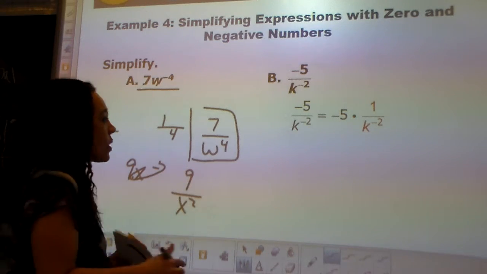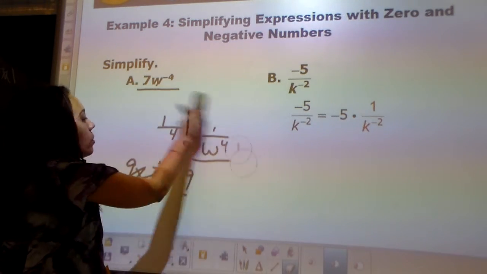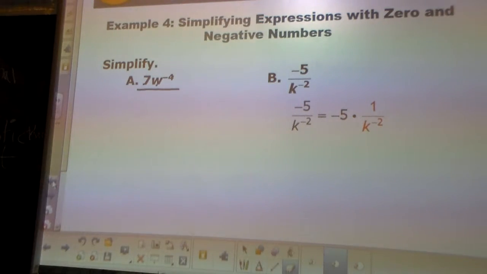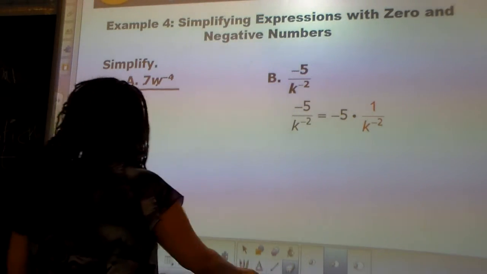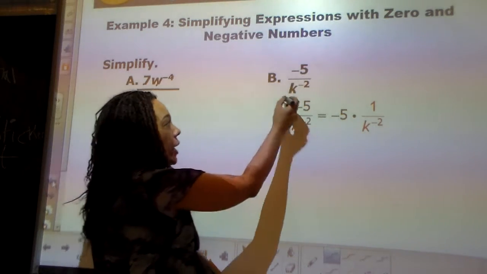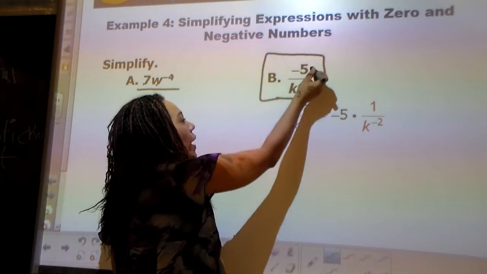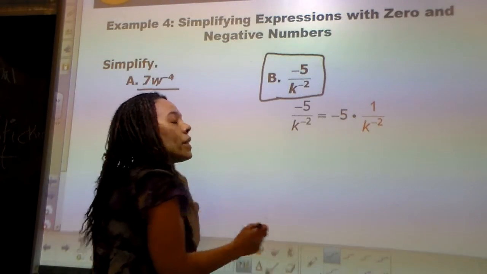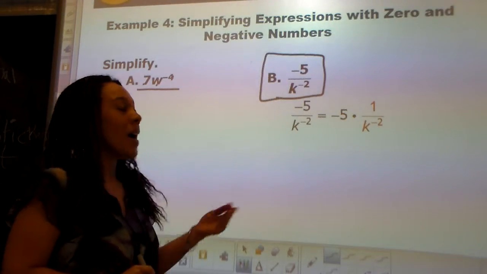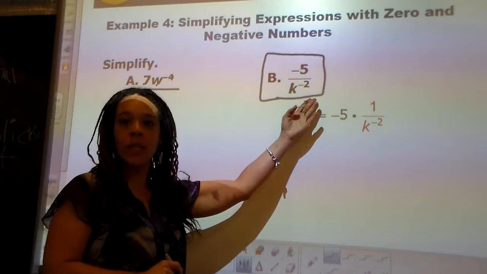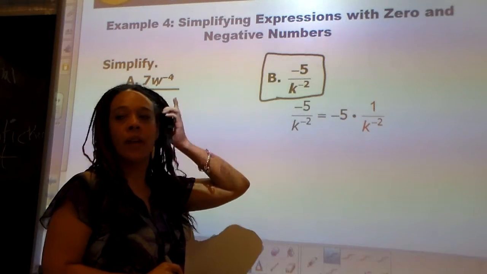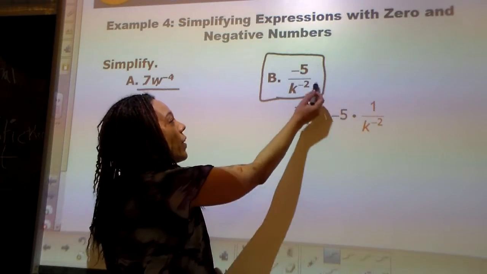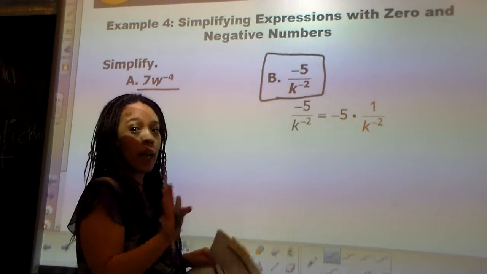Okay? So I want to move over here to part B. Part B looks very crazy because not only do I have a negative 5 in the numerator, it's over k to the negative 2nd power, so you have a negative exponent in the denominator. Remember that it is not simplified if you have a negative exponent anywhere.